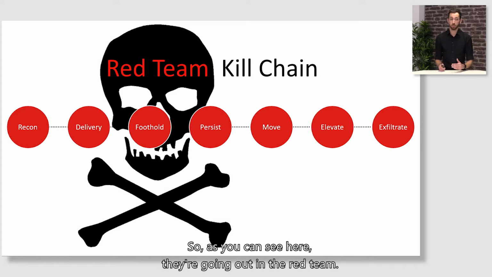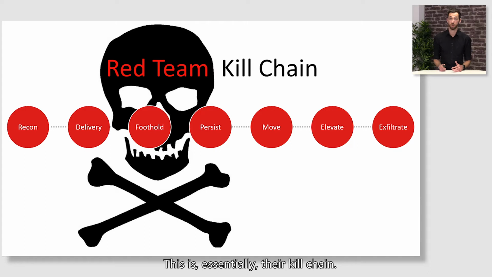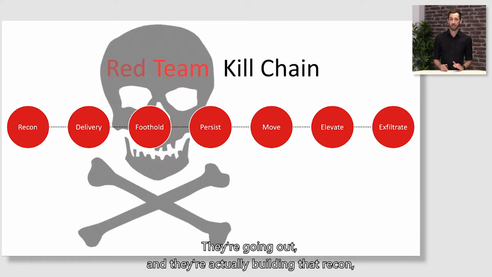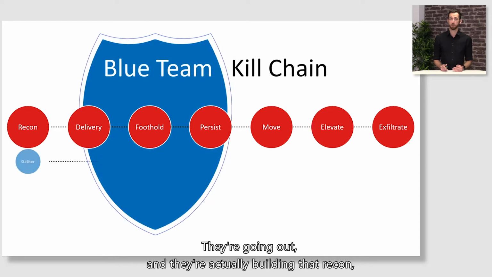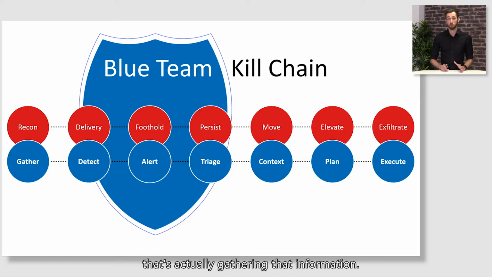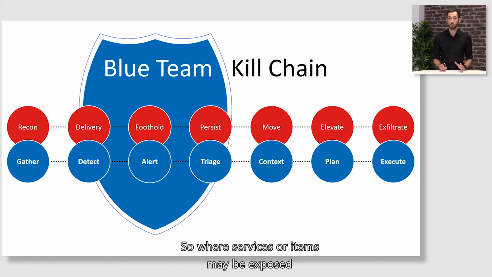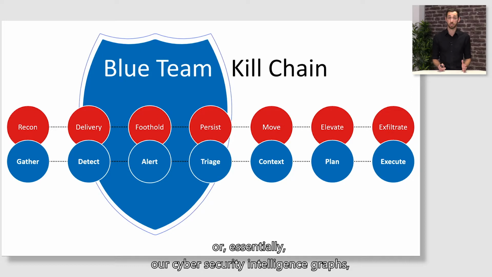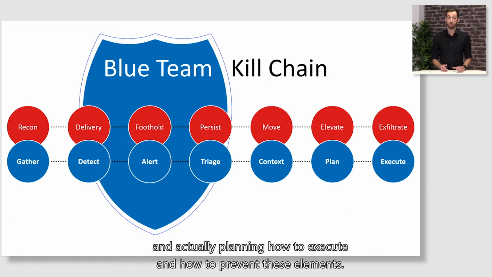As you can see here, they're going out in the red team, this is essentially their kill chain. Quite aggressive, I know, but certainly needed. They're going out and building that recon, building that information. And then we have the blue team sitting behind them or beside them, gathering that information, so where services or items may be exposed, and building up our cyber security intelligence graphs and planning how to execute and how to prevent these elements.